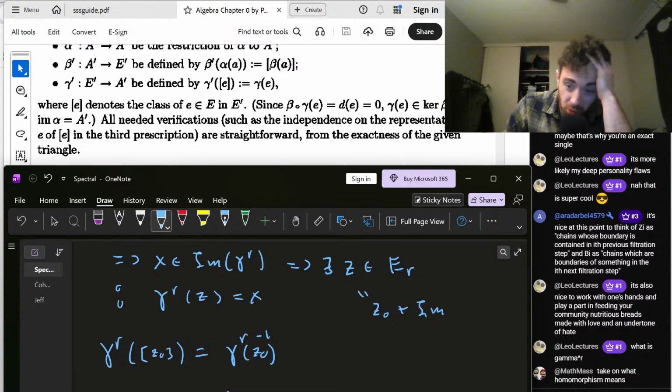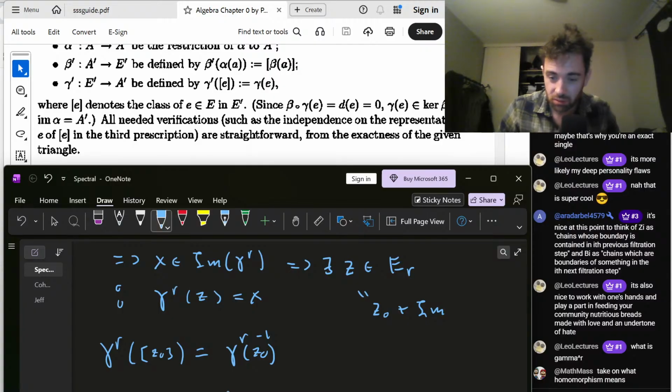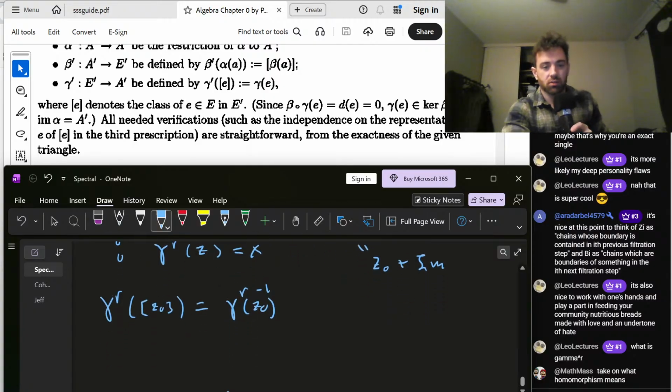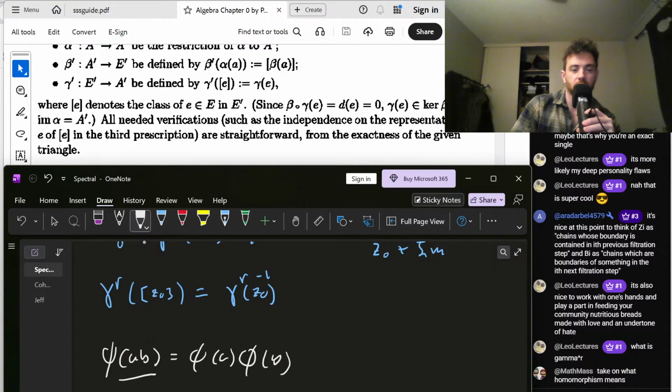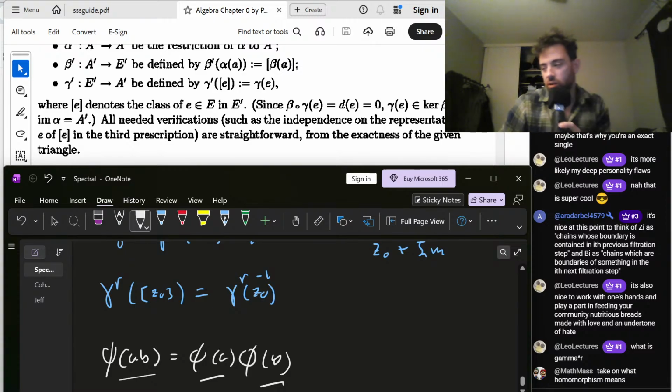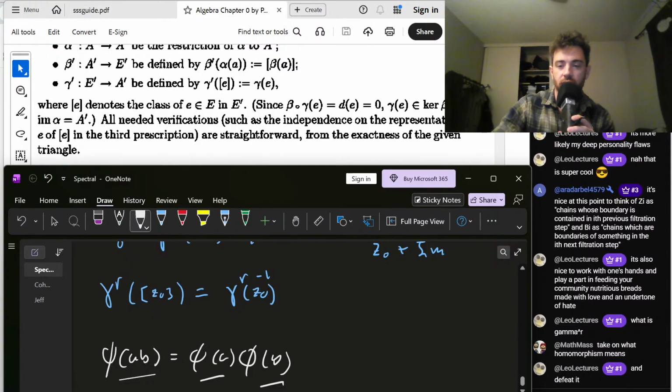Take on what homomorphism means? What do you mean? A homomorphism of what? Of groups? It just means this. For all elements in the group, phi is a homomorphism if phi of A times B is phi of A times phi of B. That's a homomorphism of groups. There's homomorphisms of lots of other things. Take it on and defeat it, yeah.